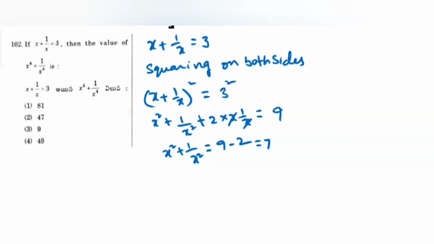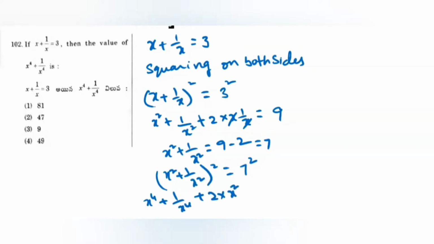Now you want x power 4 plus 1 by x power 4. So we need to square this one again. So squaring again on both sides, you will get x square plus 1 by x square whole square is equal to 7 square, which becomes 49. So this also, according to a plus b whole square form, you can write it as x power 4 plus 1 by x power 4 plus 2ab, 2 into x square into 1 by x square, is equal to 49.